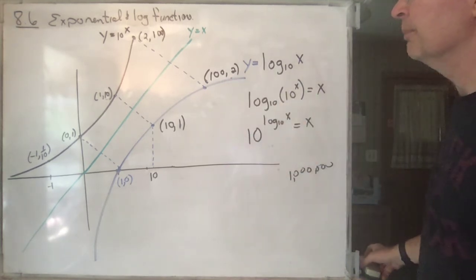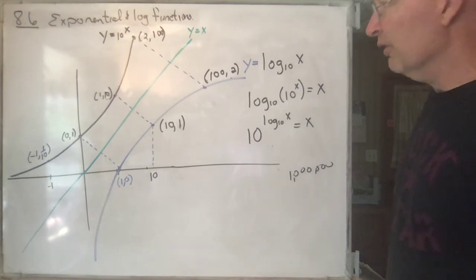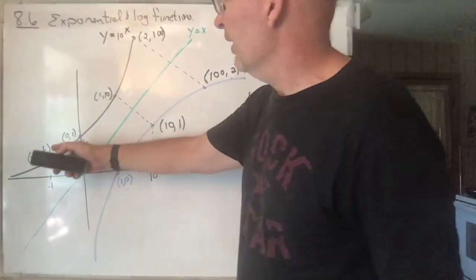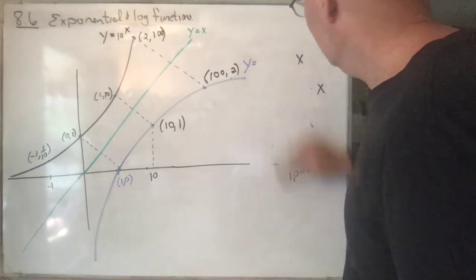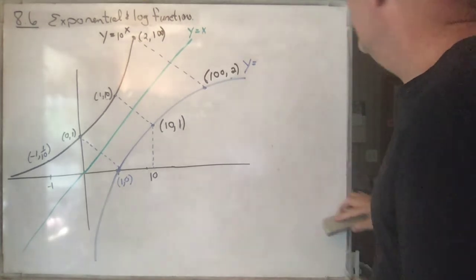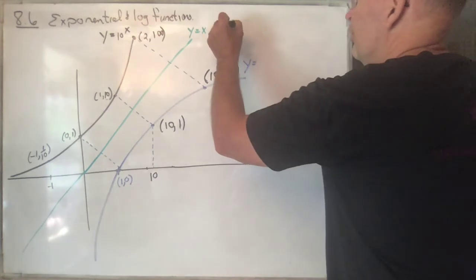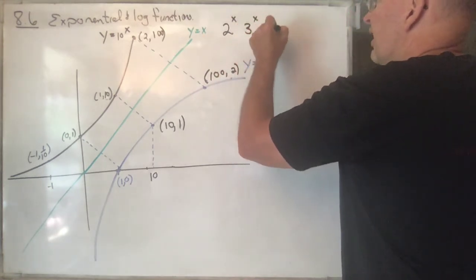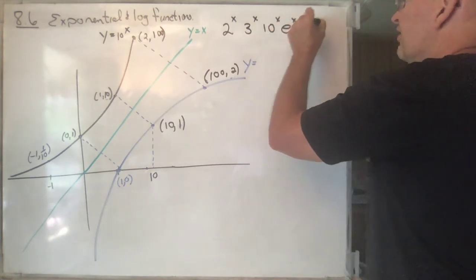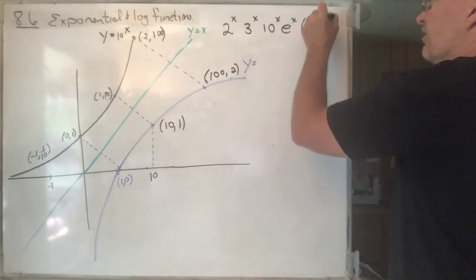Okay, so that's key. Okay, so here's a little bit of good news, and that is that we have all these functions. Remember what they all are? Let's get rid of this right now. And let's think of what they were again. We had 2 to the x, and 3 to the x, and 10 to the x, and e to the x, and 1/2 to the x.